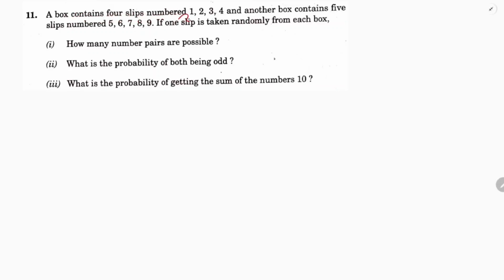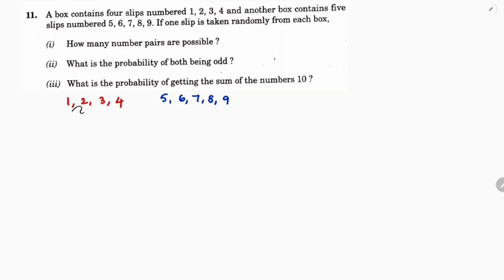A box contains 4 slips, 1, 2, 3, 4, and another box contains 5 slips numbered 5, 6, 7, 8, 9. If one slip is taken out randomly from each box, how many number pairs are possible? So from this box 1 slip and from the other box 1 slip. In the first box we have the numbers 1, 2, 3, 4, and in the second box we have 5, 6, 7, 8, 9. Now they're asking how many number pairs are possible.